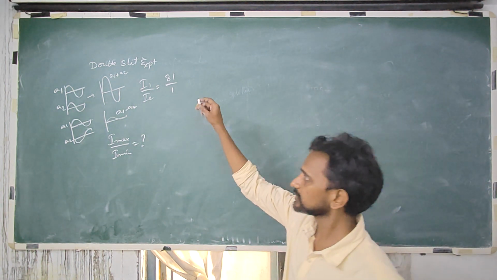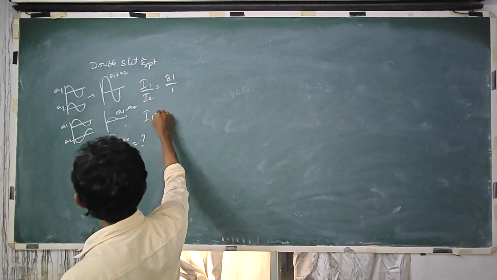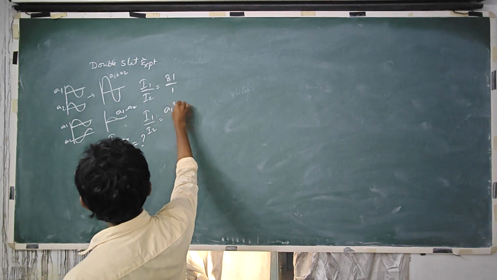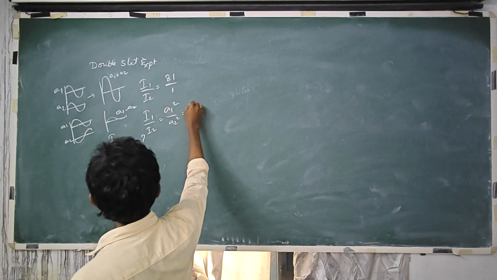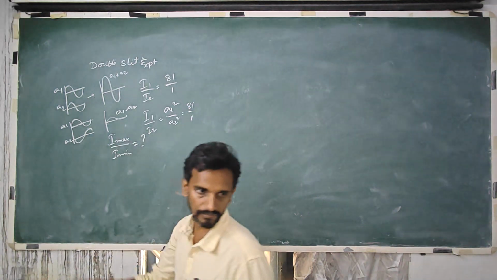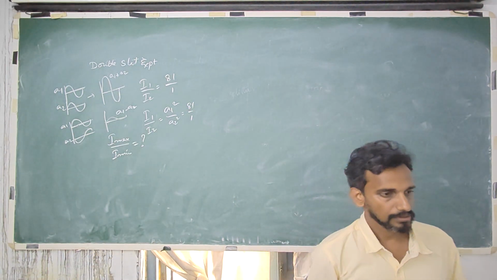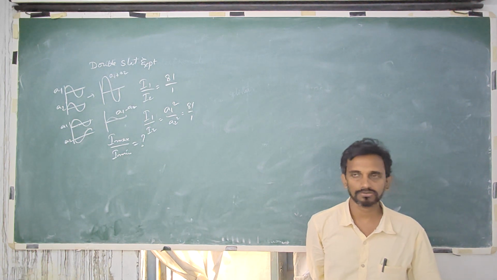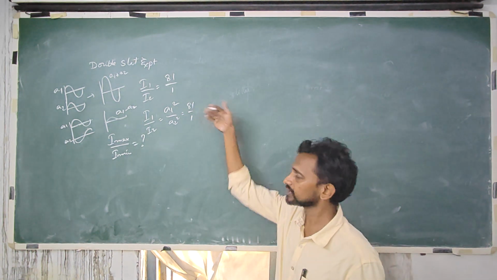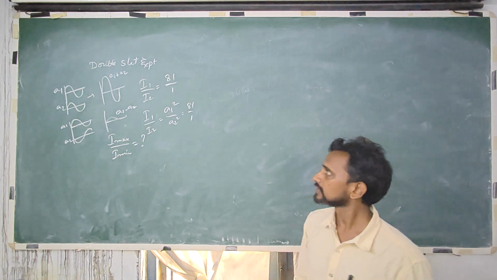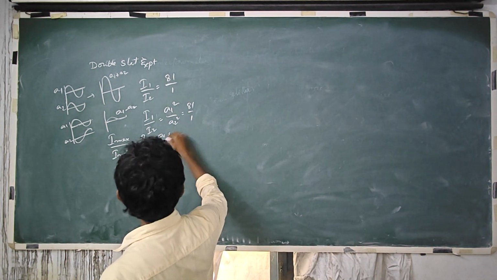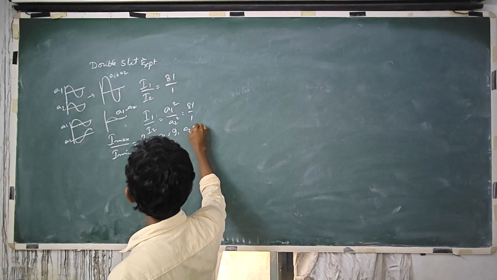Okay. So I1 is what? A1 square by A2 square is 81 by 1. Intensity of first wave is A1 square. Intensity of second wave is A2 square. So A1 square by A2 square is 81 by 1. So then A1 is 9, A2 is 1.